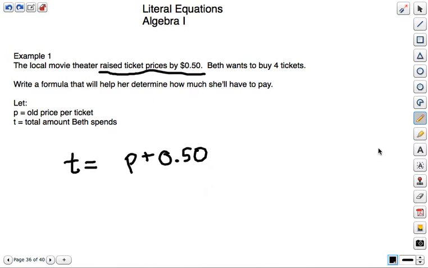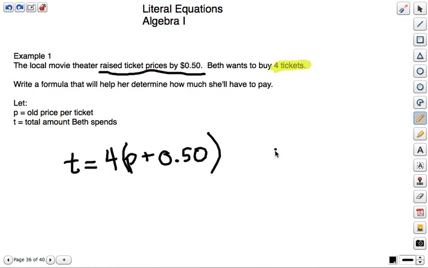Okay, and then our other piece of information is that Beth is buying 4 tickets. So we're going to surround this in parentheses and put the 4 there, because we want to multiply whatever that new ticket price is by 4, because we're buying 4 tickets here. So that would be our formula that would help us determine how much you'll have to pay. So let's say that we can always check our answers to make sure that they're reasonable.